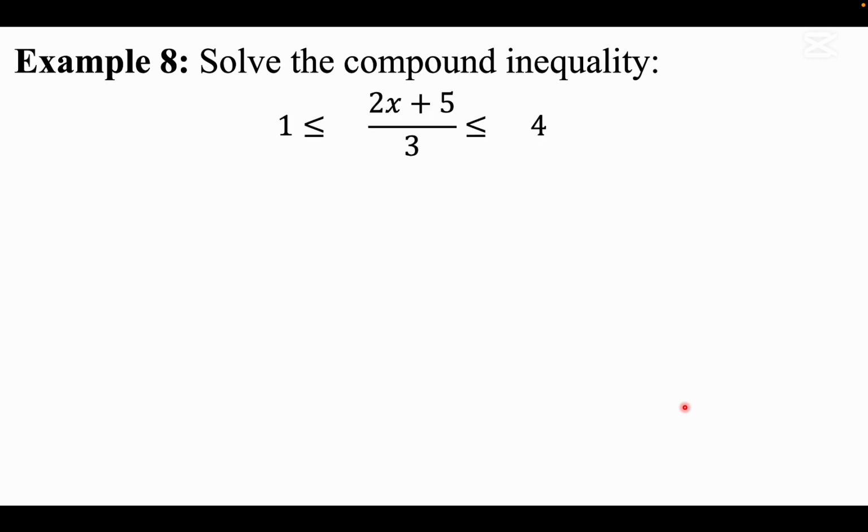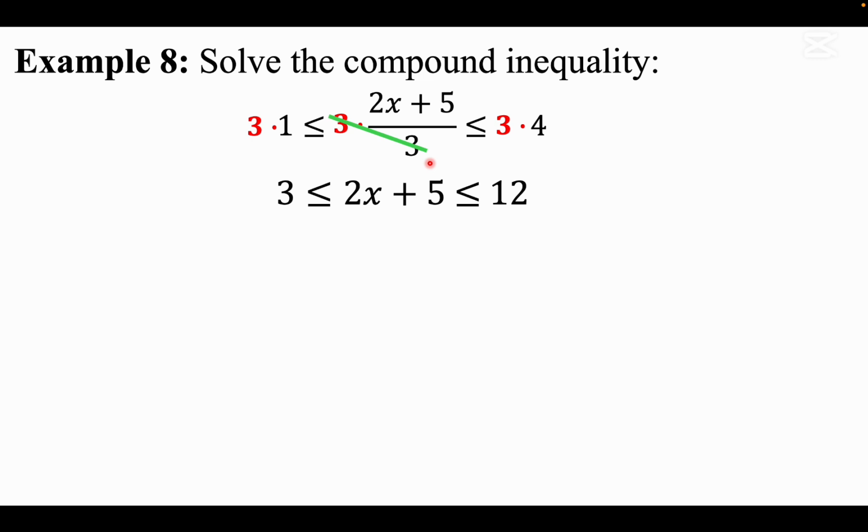Example 8, we have a fraction involved in this case. So I don't like dealing with fractions. Let's go ahead and multiply everything by 3. On the left side, I get a 3. On the right side, I get a 12. Over here, the 3 is going to cancel out. So 3 times this and dividing by 3, you're kind of undoing that whole thing. So you get 2x plus 5 in the middle.